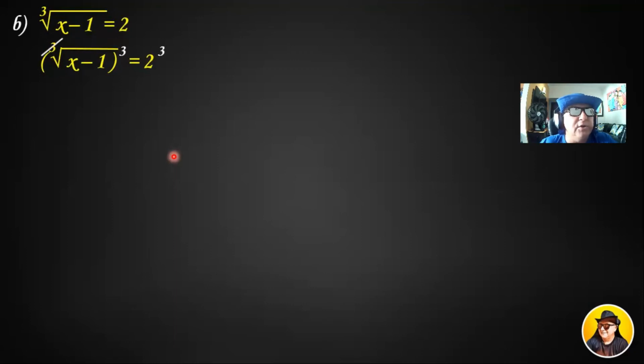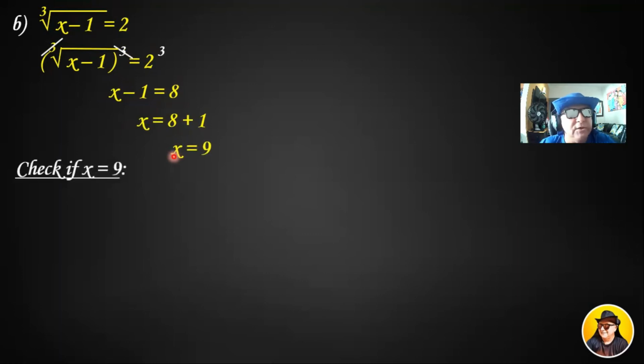Very good. So cancel out and cancel out. So it remains x minus 1 equals 8. And this minus 1 comes to the right side of the equation, a positive 1. So we have x is 8 plus 1. It is 9. So x is supposed to be 9. All right. Let's check before giving the answer. So let's check if x is 9.